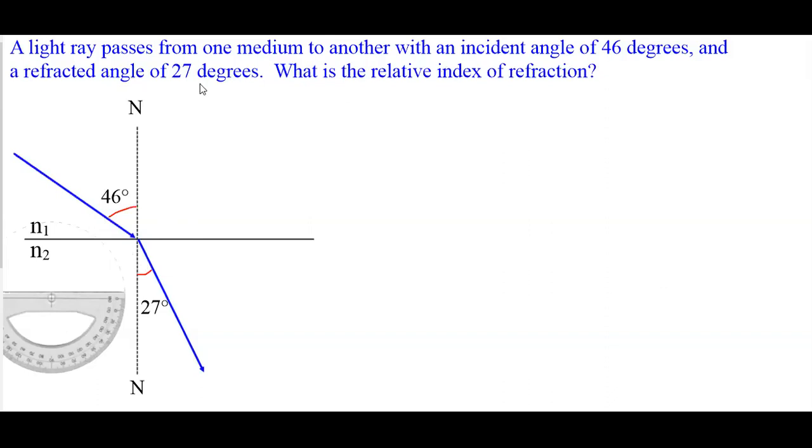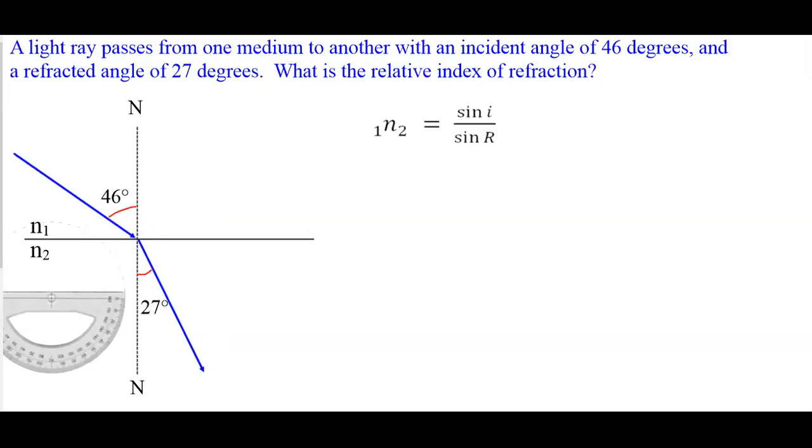And I always find that the angles give away a lot more than the actual numerical values, because especially when I draw it out, I can see that if my incident angle is 46 and my refracted angle is 27, I know I'm moving into a denser material because my refracted angle has become smaller, and therefore it bends towards the normal line, and therefore this must be a denser medium. So that's just something I'd look at right away.